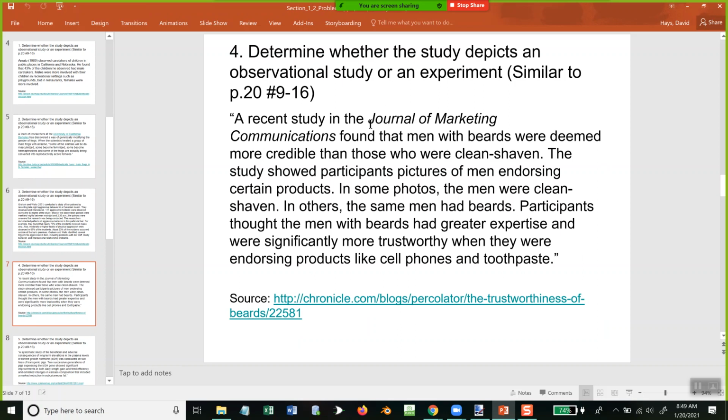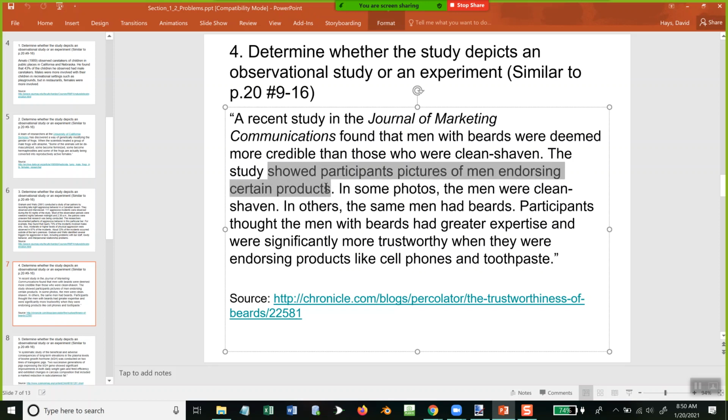Okay. A recent study in the Journal of Marketing Communications found that men with beards were deemed more credible than those who were clean-shaven. The study showed participants pictures of men endorsing certain products, and some photos of men were clean-shaven, and others, the same men, had beards. Participants thought the men with beards had greater expertise and were significantly more trustworthy when endorsing products like cell phones and toothpaste.